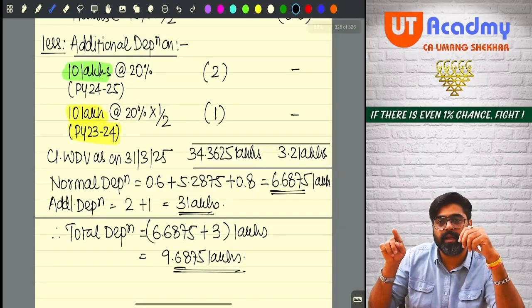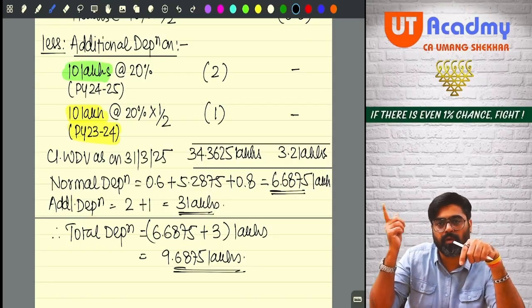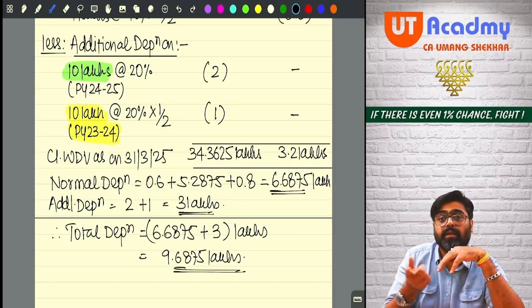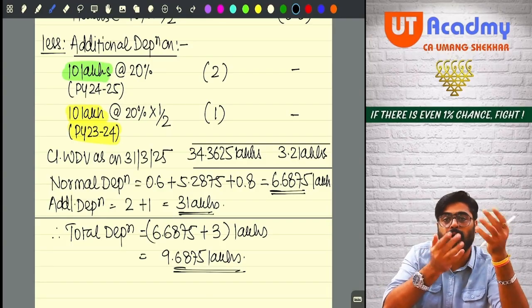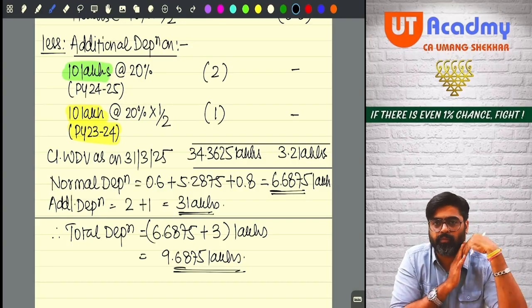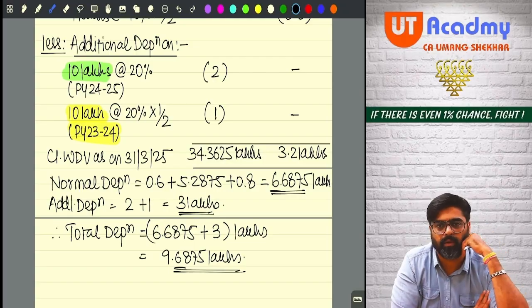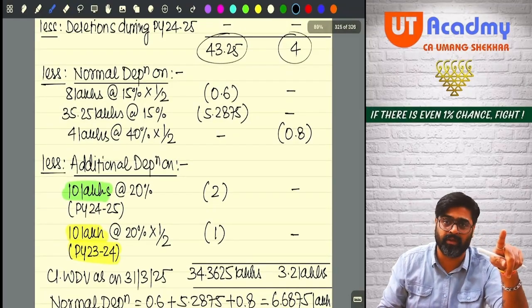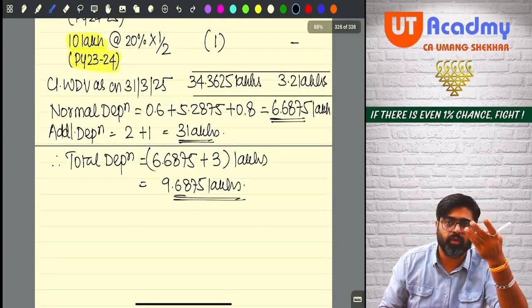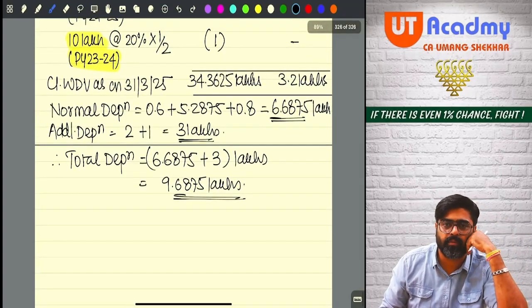On the last year's 10 lakh, I have calculated half because half is already claimed in last year. But the 10 lakh which I have acquired in this year and put to use for 180 days or more, on that full additional depreciation 20% will be allowed. Now, normal as well as additional depreciation both are to be reduced to calculate your closing WDV. So, I have reduced both and I have calculated my closing WDV.